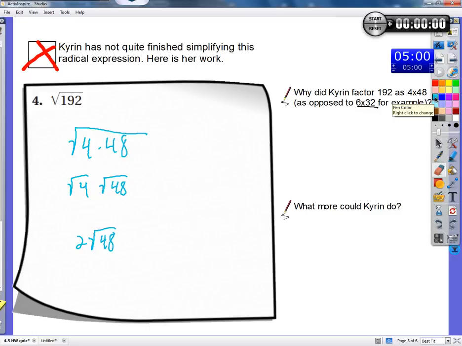So, because 4 has a perfect square root, or 4 is a perfect square. What more could Kieran do?